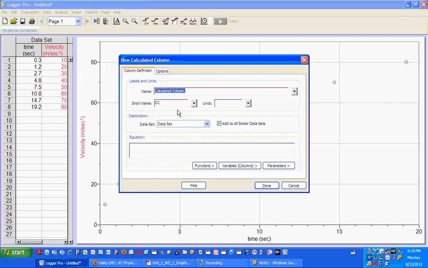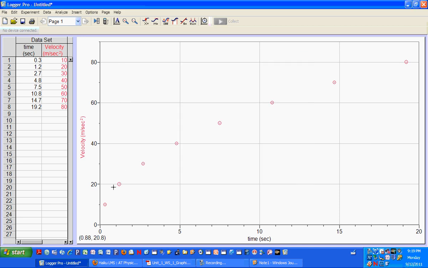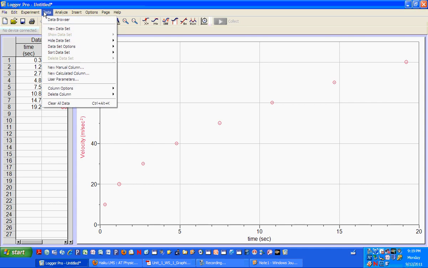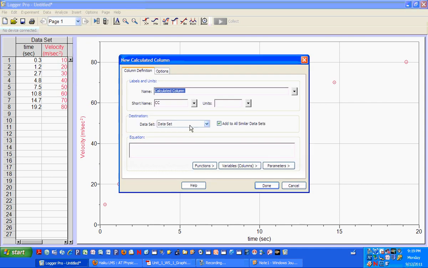I'm going to go to a new calculated column. This is a side opening parabola. So in order to straighten out a side opening parabola, I'm going to square the y-axis. So I'm going to square velocity. So when I get my new calculated column, I'm going to square velocity. So I'm going to call that velocity squared, because that's what I'm doing to it.